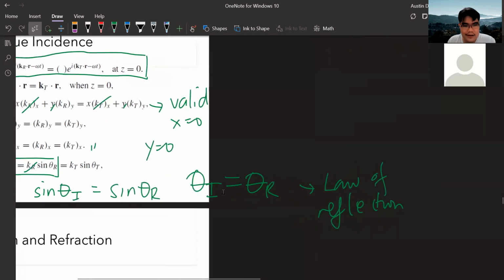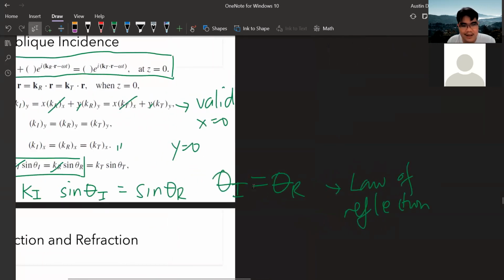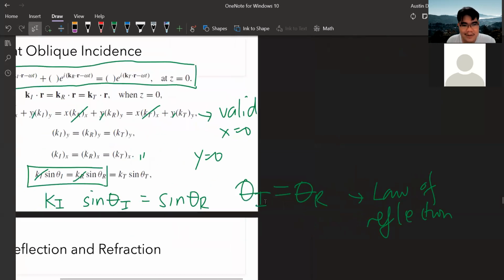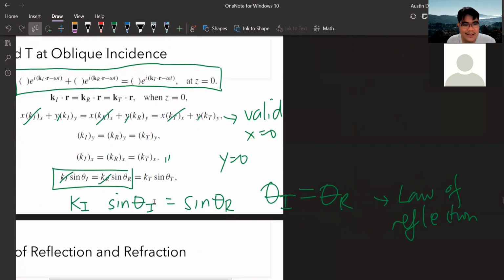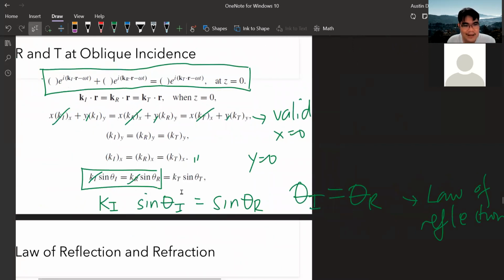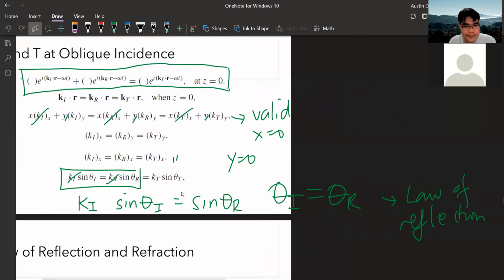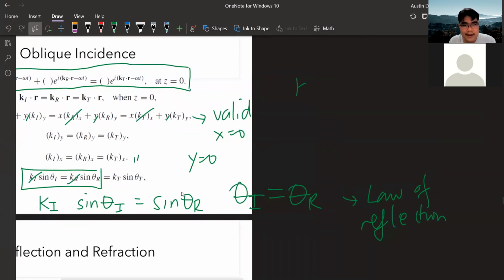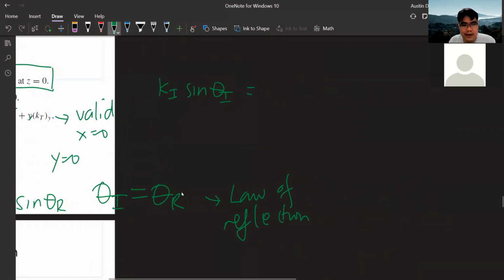So there is a mathematical basis for this, guys. It is not just that the incidence angle should be equal to the reflected angle. Then let's look at the other one: ki sine theta I must be equal to kt sine theta t.